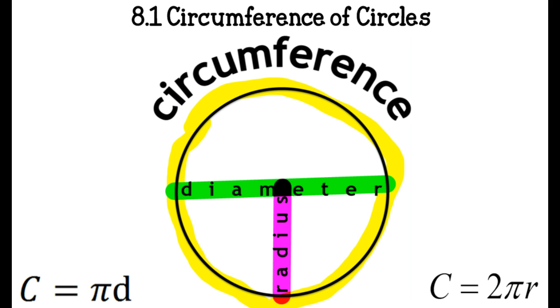circumference. If you notice, I have the radius in pink, and if I add another radius, I now have the diameter. So if I take radius times 2, I'm going to get the diameter, and so that is what happened there.